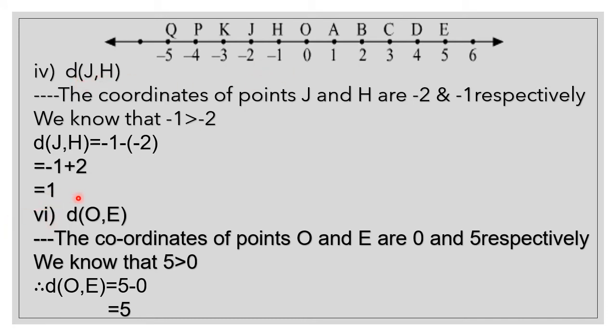Now we'll see sixth example where we have to find out the distance between the point O and E. Here is our point O and here is the point E. If you will observe here, the coordinate of point O is 0 and the point E is 5. Here 5 is greater than 0. Hence, to find out the distance between the point O and E, we will just subtract this 0 from 5 and we will have the final answer as 5. Hence, the distance between the 2 points O and E is 5 units.